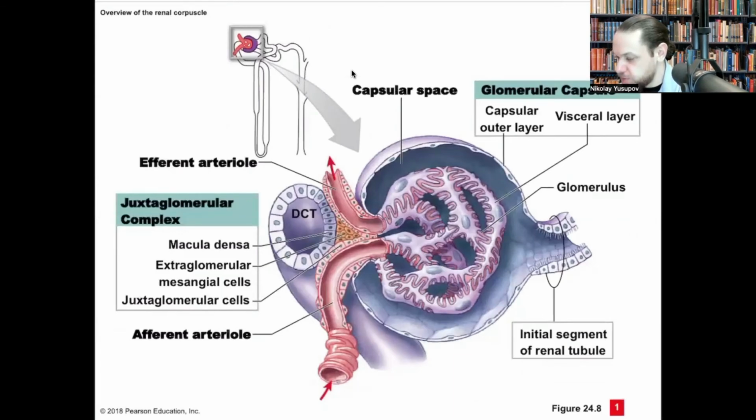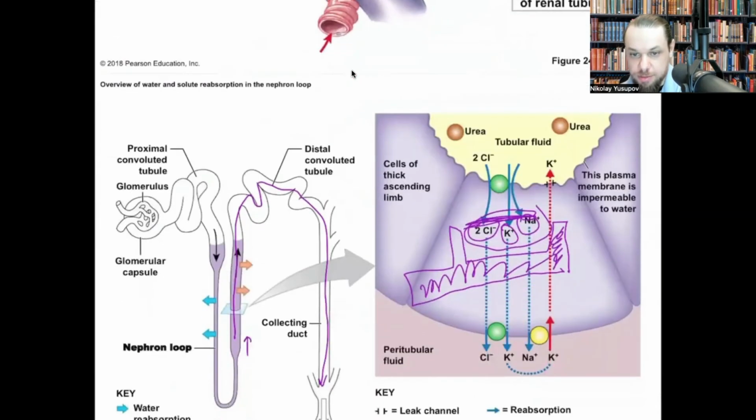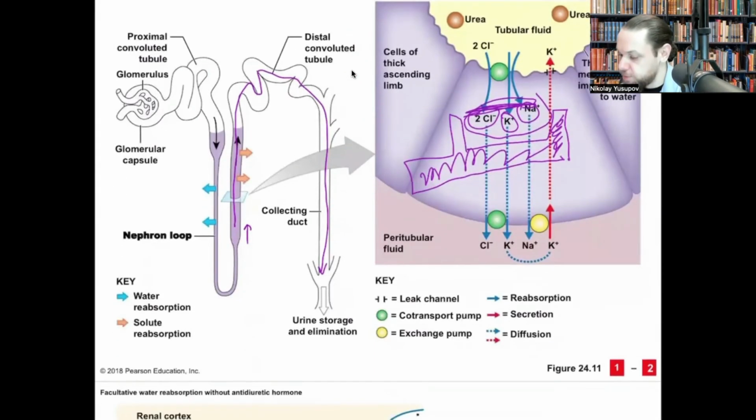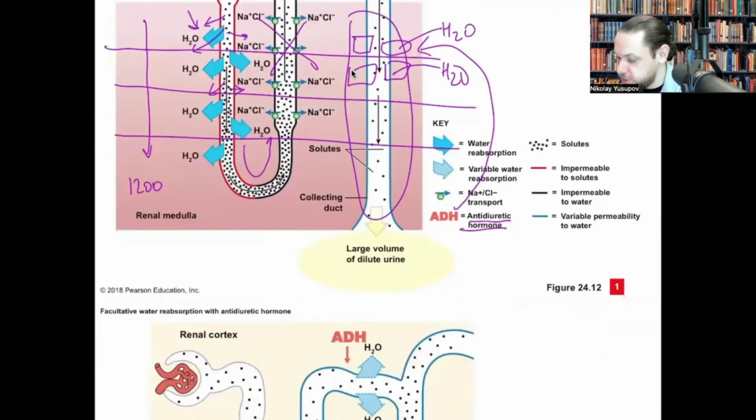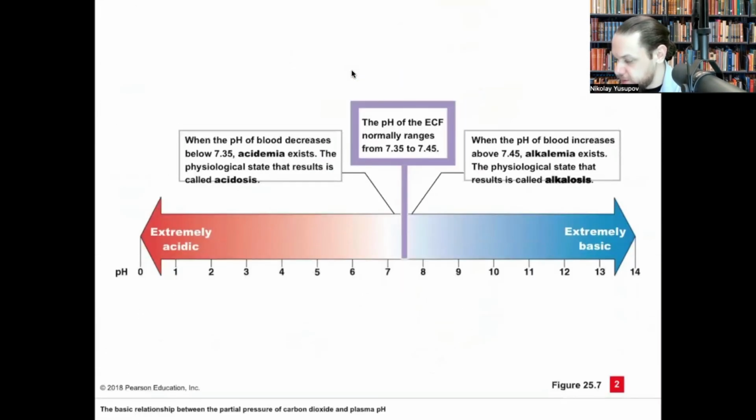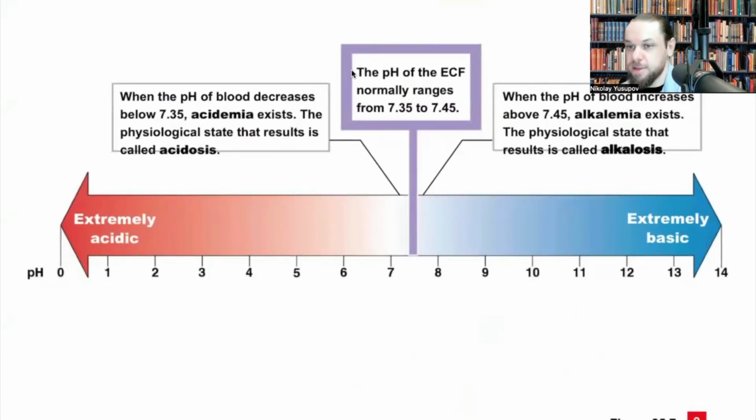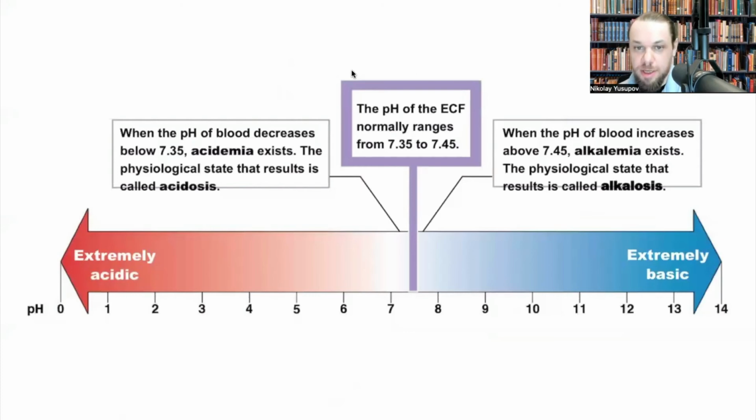So this is just a close-up view of this. I think we went over this quite well. We talked about the role of furosemide, talked about ADH. And the other part of the kidney is the acid-base balance. So the kidneys control pH balance. Normal blood pH is 7.35 to 7.45. If you're below this number, you're acidotic. If you're above this number, you're alkalotic. How does it do it?